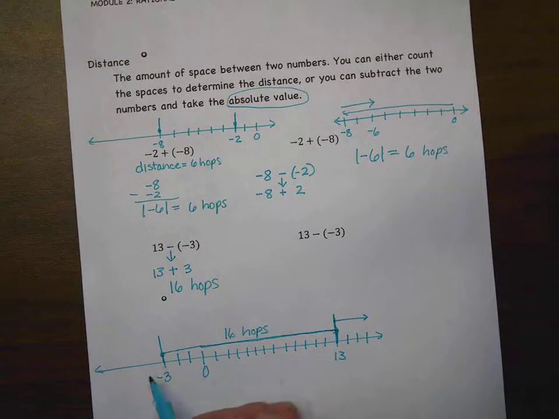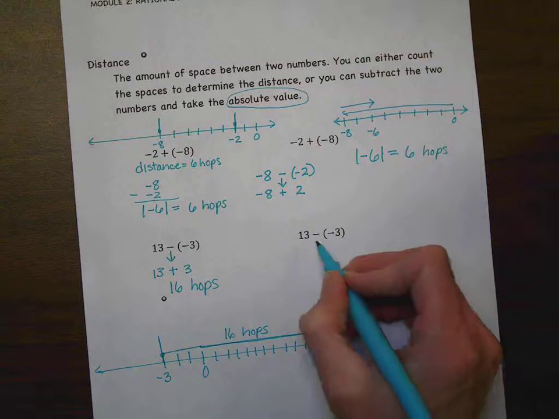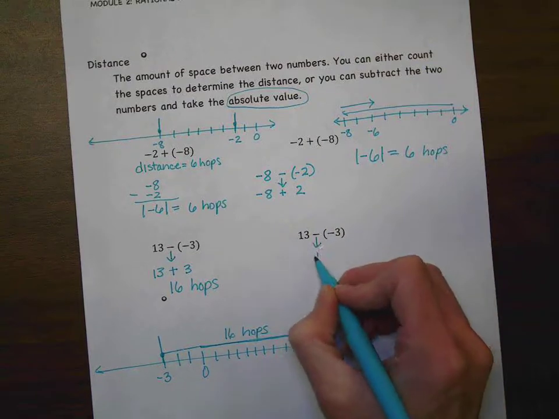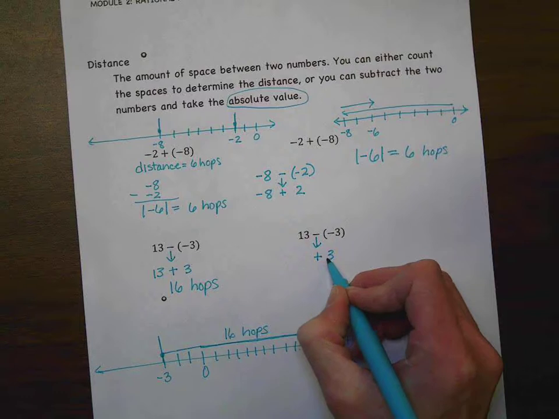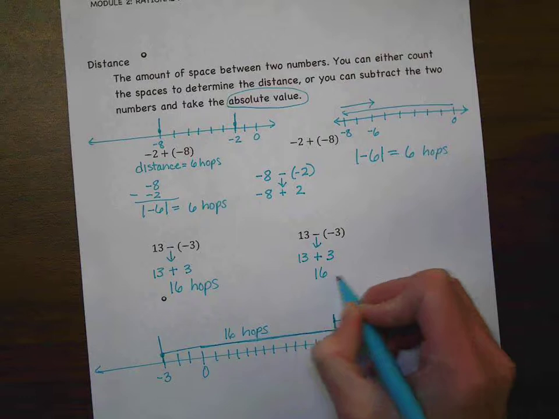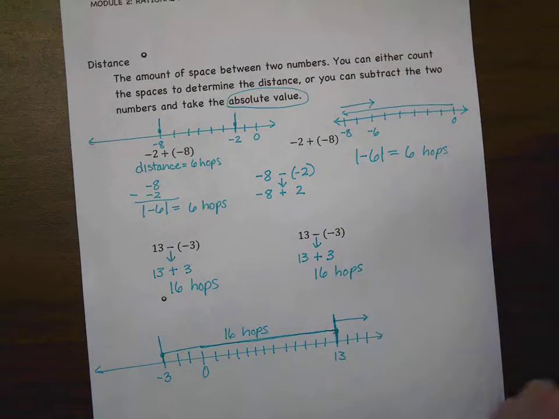So again, showing the distance between the two by counting them or by doing the math, either way, okay? Again, doing the math, we showed it on here, is that you have 13. Subtraction is the same as adding the opposite, which is 3. So we would have 13 plus 3, and that equals 16 hops, like we've proven. So as you can see, we've shown many different ways that you can do subtraction and finding the distance.